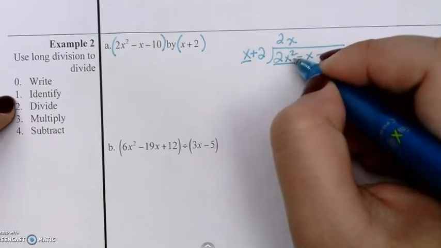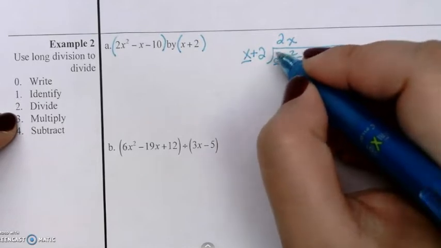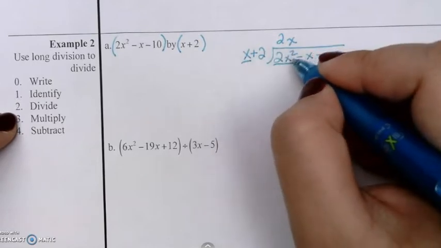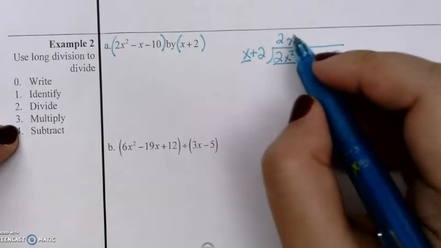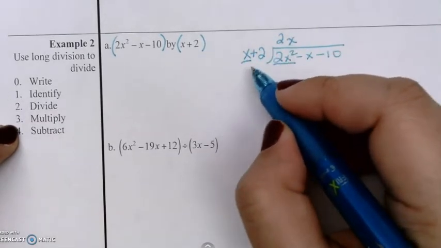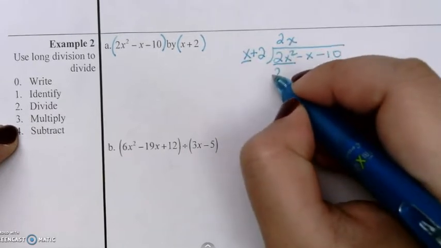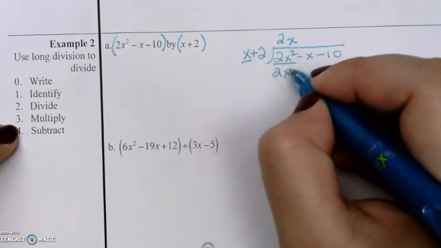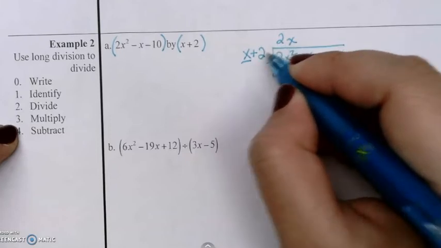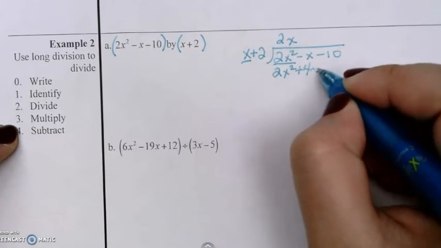So that was identifying and then dividing. We divided x into 2x squared. And now we multiply 2x squared times my whole divisor, x plus 2. So 2x squared times x, or 2x times x is 2x squared. 2x times 2 is plus 4x.